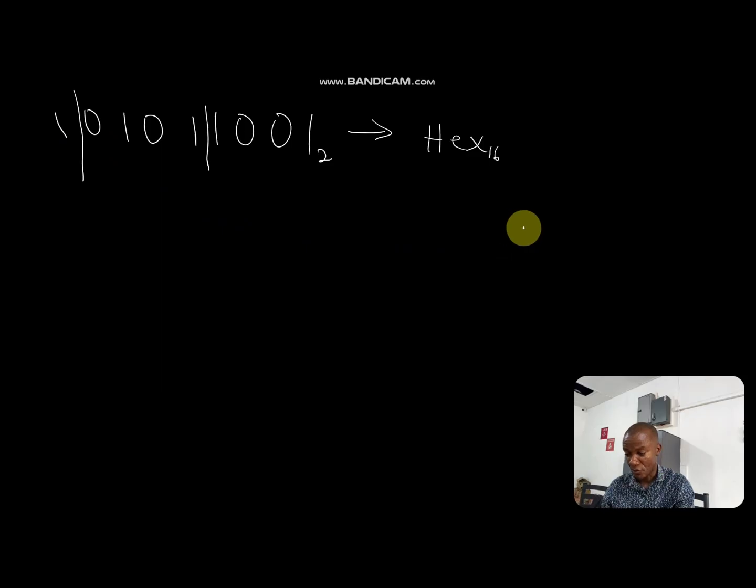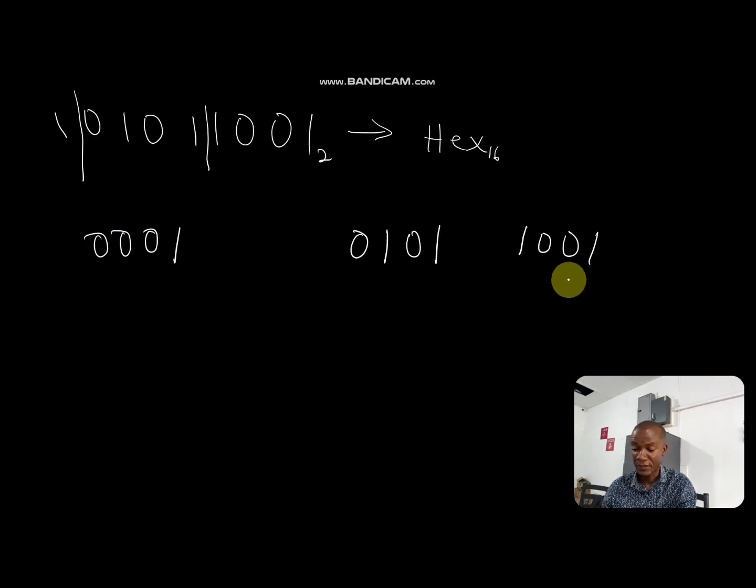So my first group is 1001. My second group is 0101, and my last group is 1. Since it's only 1 and we need 4 bits, we add 3 zeros at the back here.